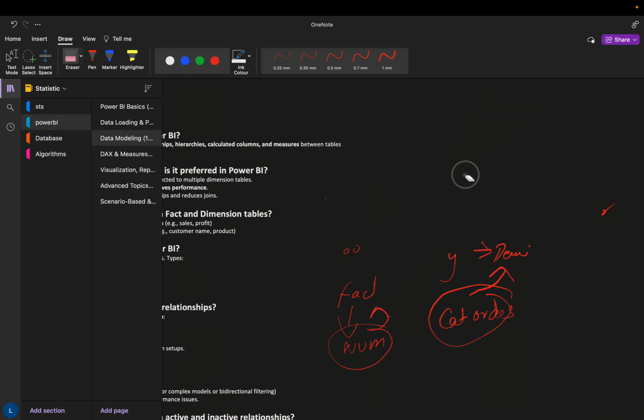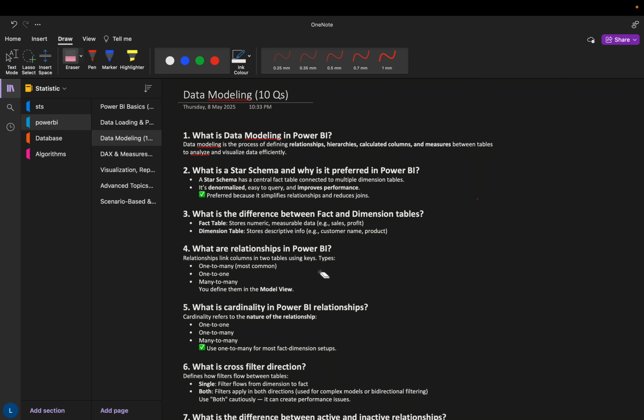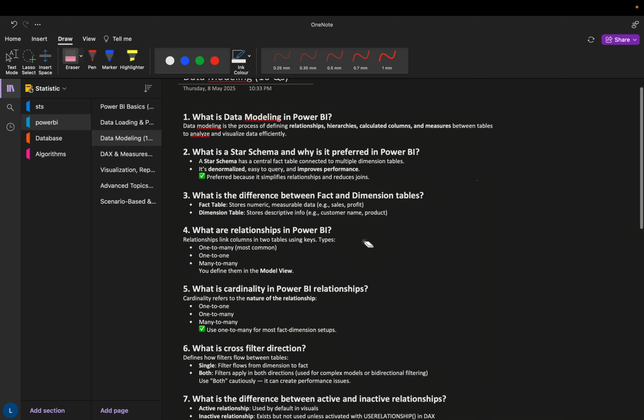A fact table normally indicates the numerical table. On the other hand, dimension tables are the descriptive tables, or the tables that provide us descriptive information or categorical columns. All right.